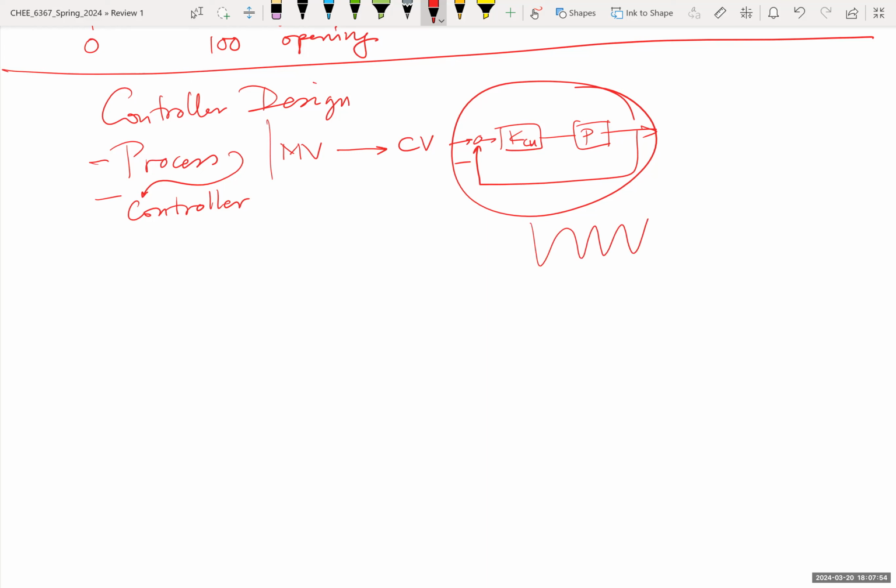But most of the time, this is how knowledge about the process is encapsulated: in a model, a dynamic model that says if I change my MV, it's going to change my CV in this one.